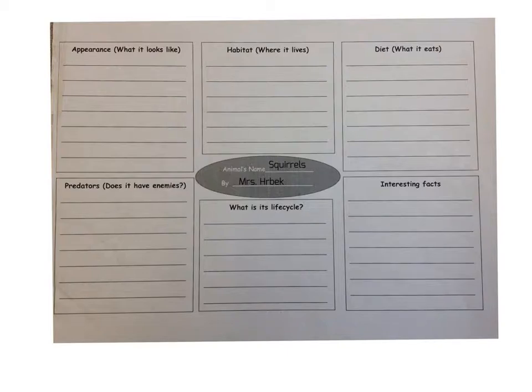As you read, you look for information about appearance, or what it looks like. You look for information about habitat, or where it lives. You look for information about diet, or what it eats. You look for information about predators, which means what enemies does it have. You look for information about its life cycle. And you'll put any interesting facts that don't seem to fit in the others but you think are important in the very last box.